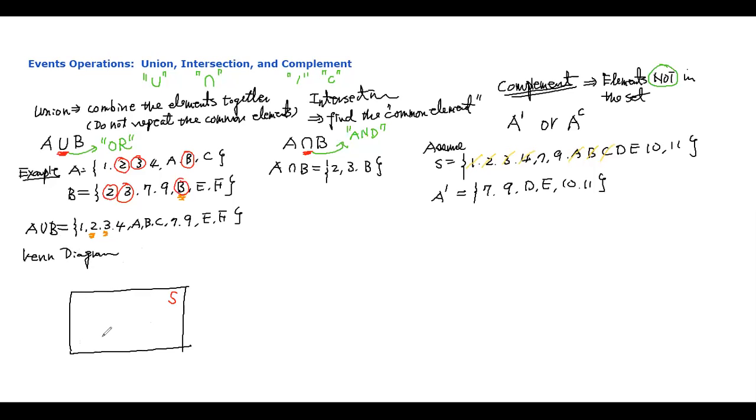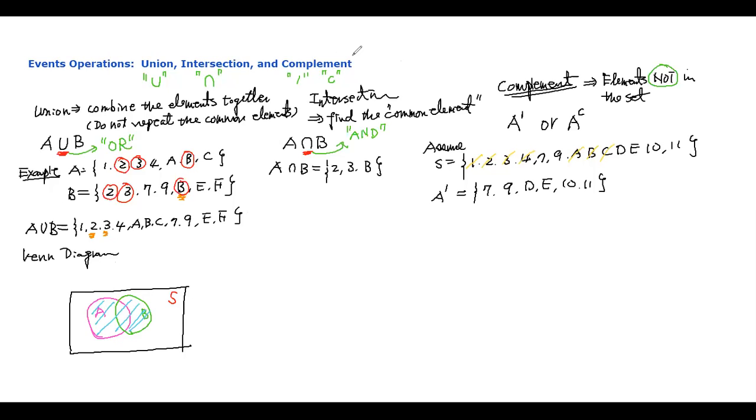So event A is here, I use a different color, and event B is here. So A union B, just like we said before, you put A and B together, so it's A or B. This shaded area in the Venn diagram is what we call A union B.